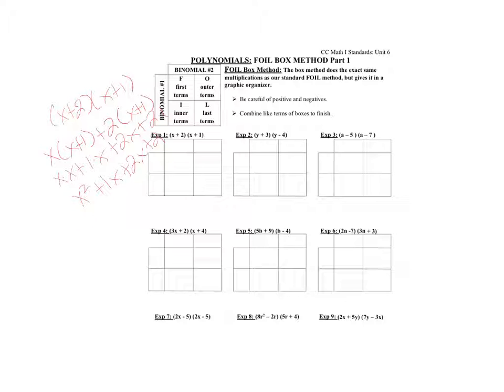Then we're going to take our two middle terms and add them together. We're going to look for our x terms and add them together. So 1 plus 2 is 3x. And then we copy everything else down. So x squared plus 3x plus 2.